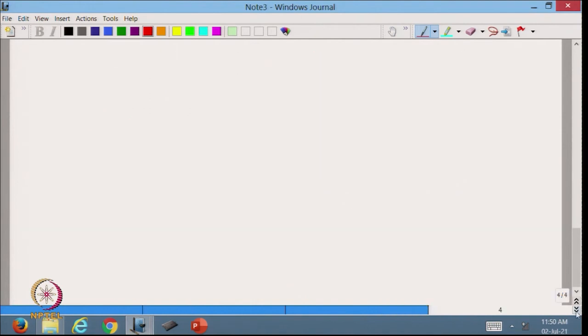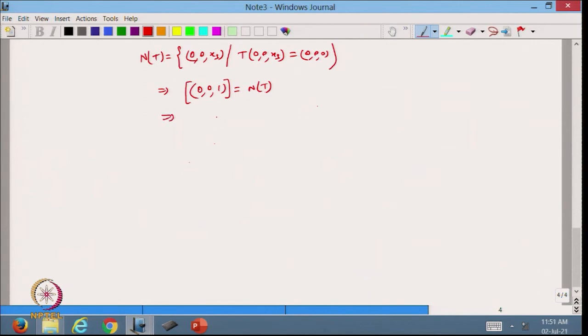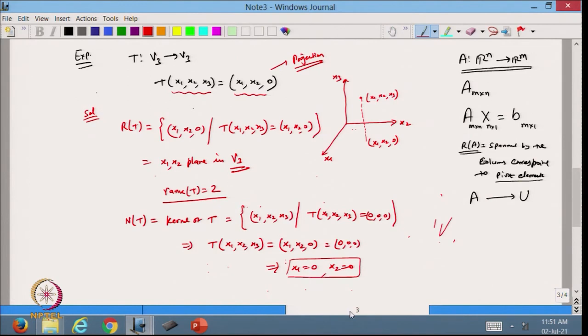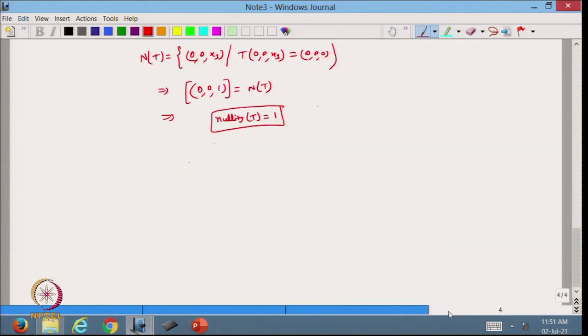So I can define my kernel of T as the set of all elements (0, 0, x3) such that T(0, 0, x3) is (0, 0, 0). I know that the basis for this will be (0, 0, 1), so the span of this vector (0, 0, 1) spans the whole kernel of T. From here the nullity of T is 1 in this case. So my range space is this one, the rank is 2 and the nullity is 1.